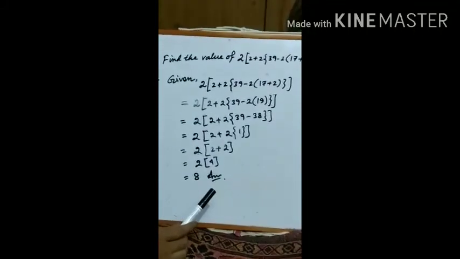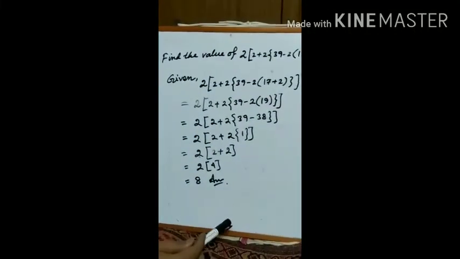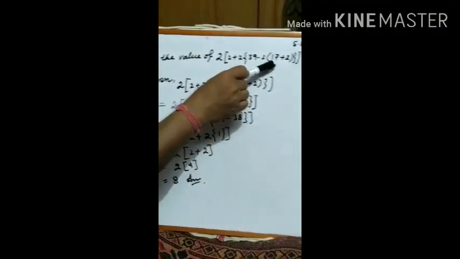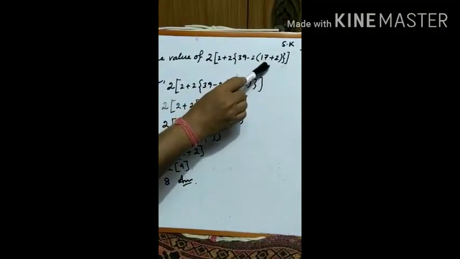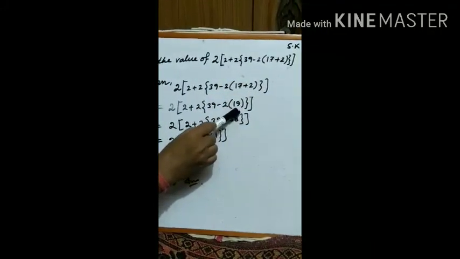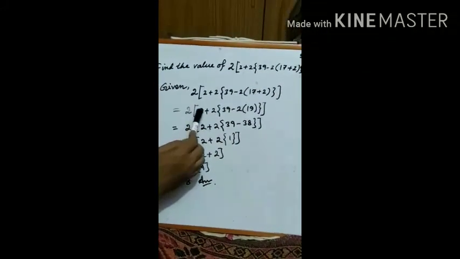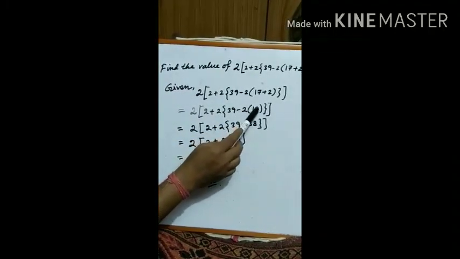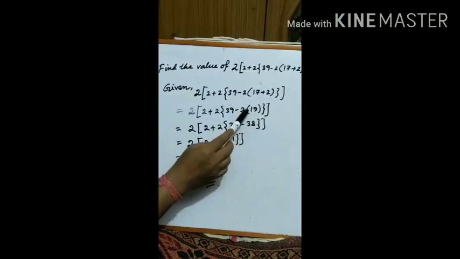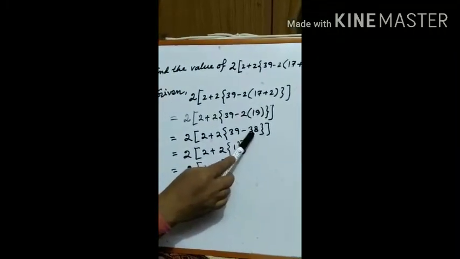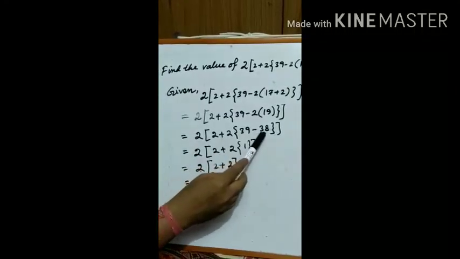Now first we have to simplify the value within the first bracket. So the value of the first bracket is addition, 17 plus 2, that is 19. So the problem reduced to 2 of 2 plus 2 of 39 minus 2 of 19. Here we see that 2 of 19 is 38. So the problem reduced to this.